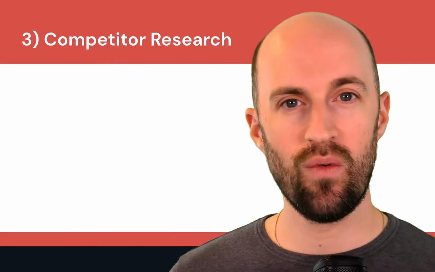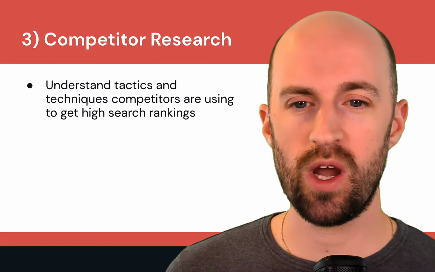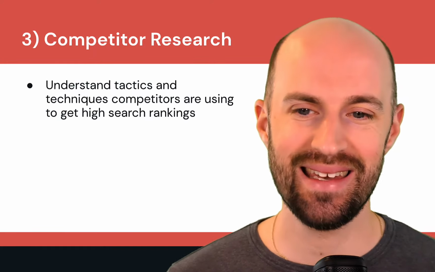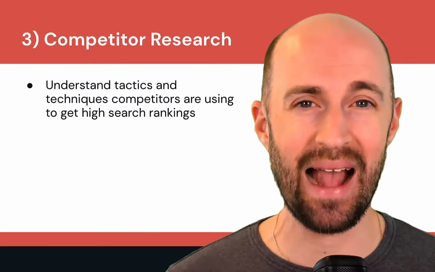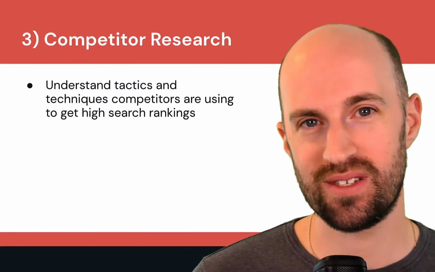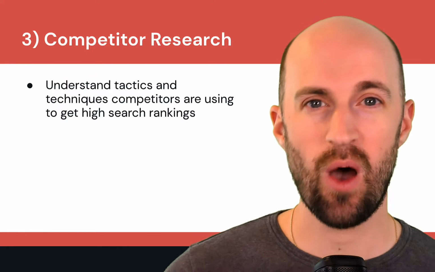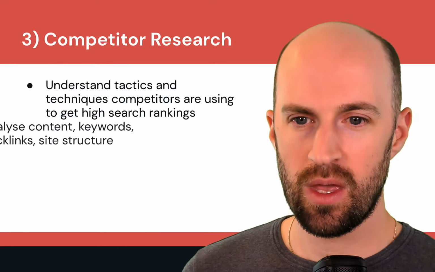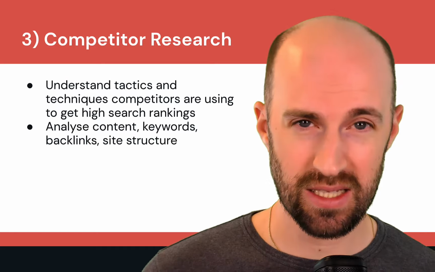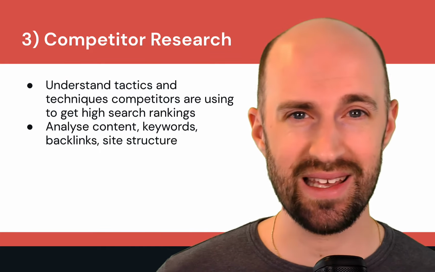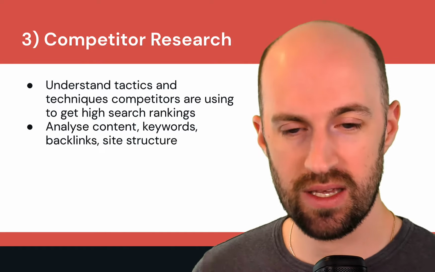Step 3 of the SEO strategy process is competitor research. This is where you understand the tactics and techniques the competitors are using to get high search rankings. Now, you may not know exactly because you're not walking into their office and spying on them, but you can see what they're doing based on how well their website is optimized. So you can analyze their content, the keywords that are ranking for them, the backlinks that they have, the site structure. All of these things give you clues as to how well they're doing their SEO, both on-site and off-site.